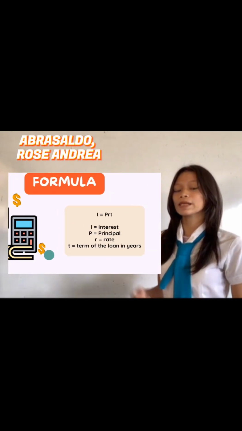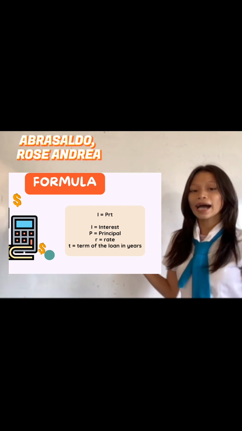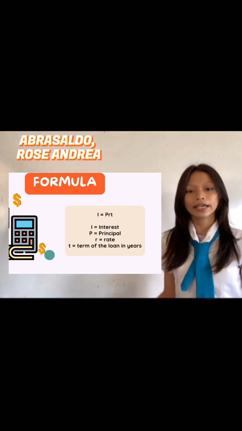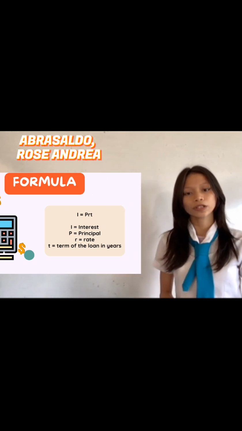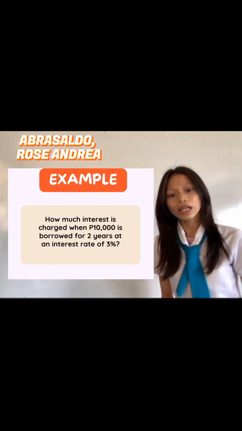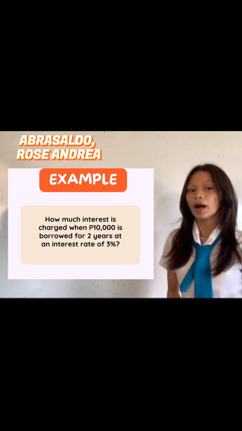So the formula for simple interest is I = PRT. I stands for interest, P stands for principal, R stands for rate, and T stands for time or term period. Let's have an example for further understanding. How much interest is charged when 10,000 pesos is borrowed for 2 years at an interest rate of 3%?